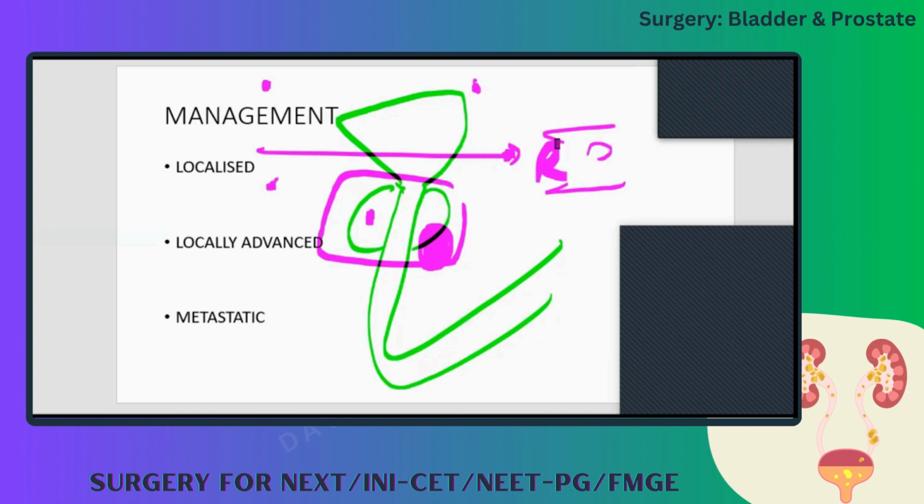So it's only because of the zone that TURP isn't done for prostate cancer removal, right? This is one reason. And the second thing, in cancer you have to go extensively. You have to do a radical resection.